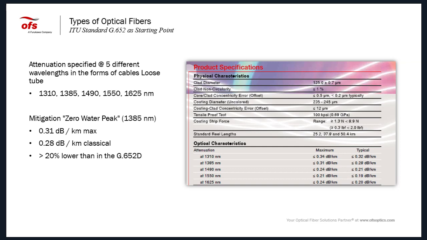So you need to specify your fiber for 1310, 1385. This 1385 will characterize the water molecule region, or the E band region. And for the 1490, the 1550, and the 1625, it's very important to specify your attenuation for the whole spectrum, not only for 2 or 3 wavelengths. So here we specify our fiber for 5 different wavelengths to make sure that our fiber is full spectrum, not operating in a specific band.